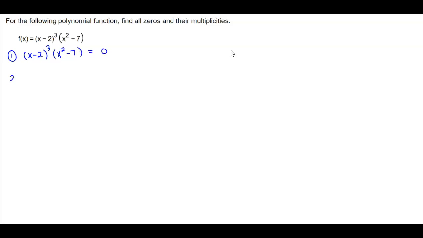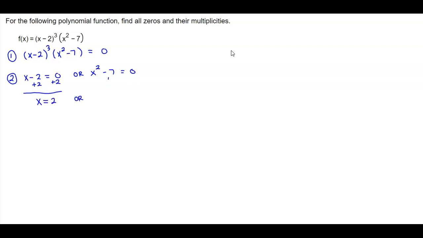Now we're going to set both of these factored forms equal to 0. So we have x minus 2 equals 0, or x squared minus 7 equals 0. If we solve for x minus 2, we're going to add 2 to both sides, and then we can see that x equals 2 is one of the zeros.